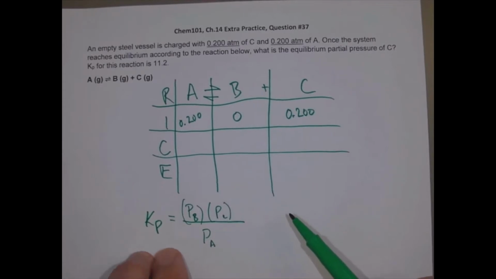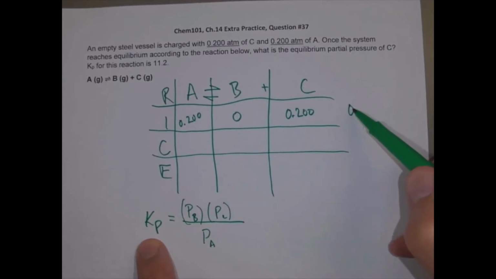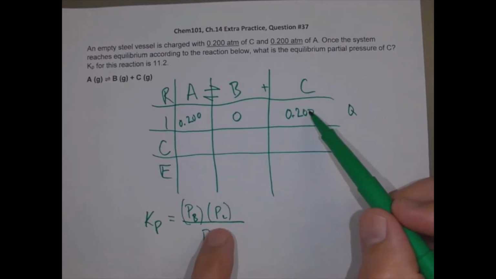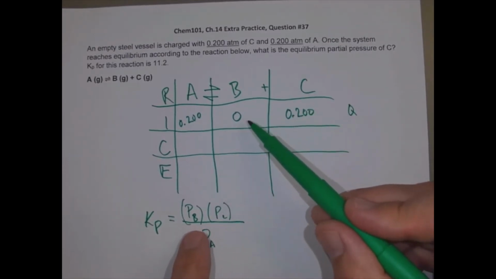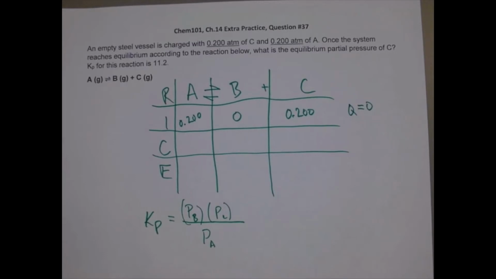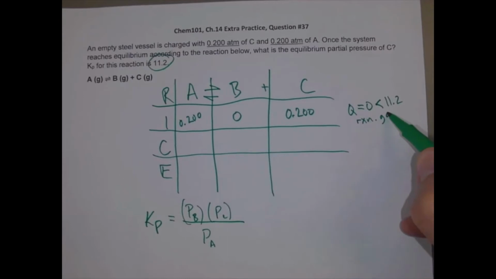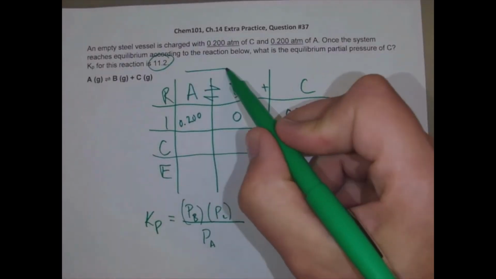Okay, now we know that we can also use this expression to do a calculation of Q, that reaction quotient. And so the partial pressure of C, 0.2, times the partial pressure of B, 0, is going to be 0. So right off the bat, in this initial situation, we know that Q equals 0, which is less than 11.2. It's less than that equilibrium constant. So what does that tell us? It tells us that the reaction goes in the forward direction. The reaction goes forward. Okay, it's going to go that way.